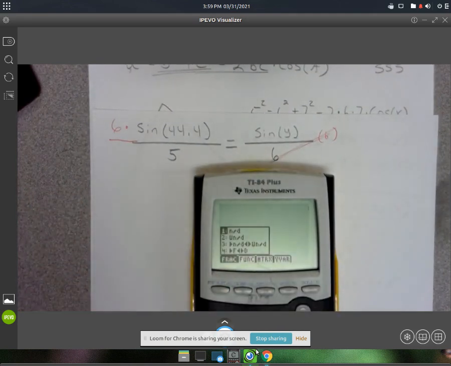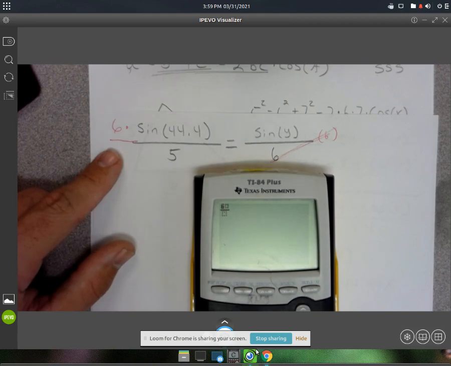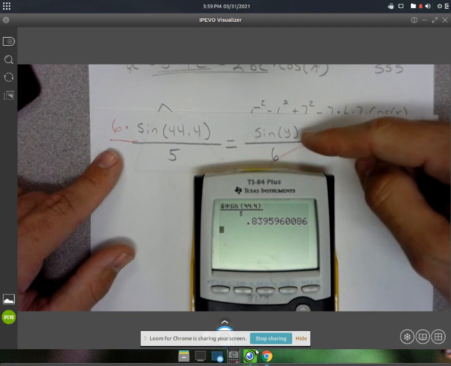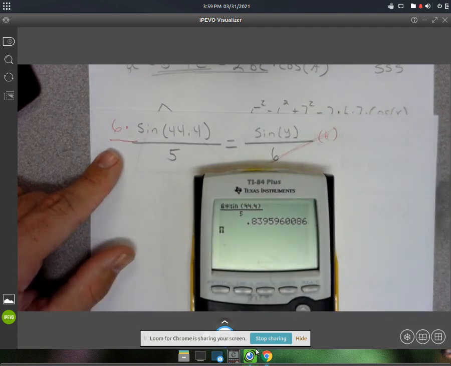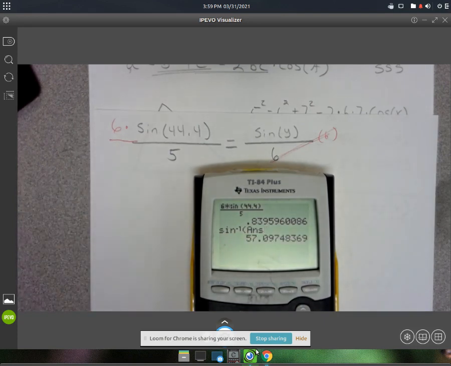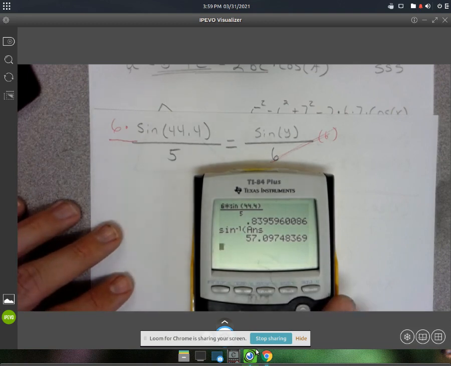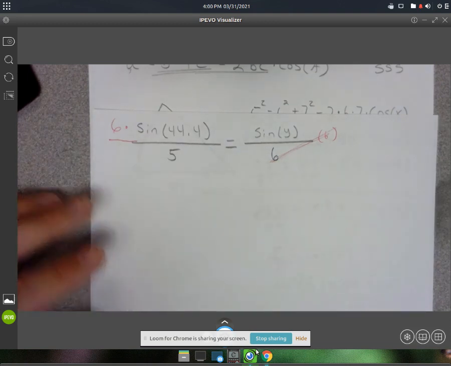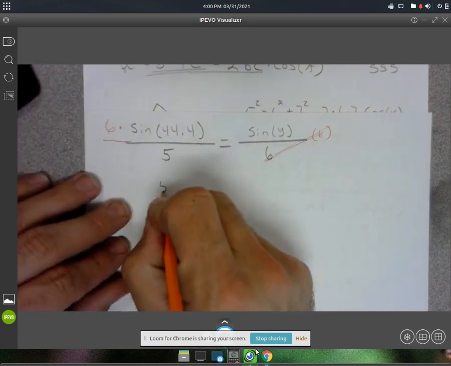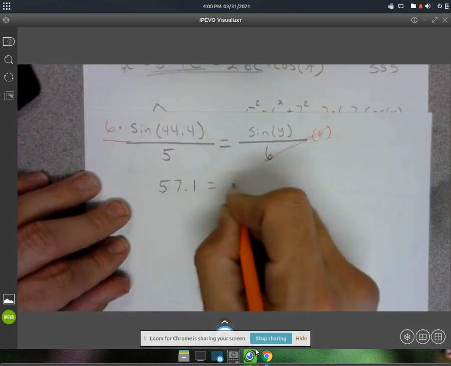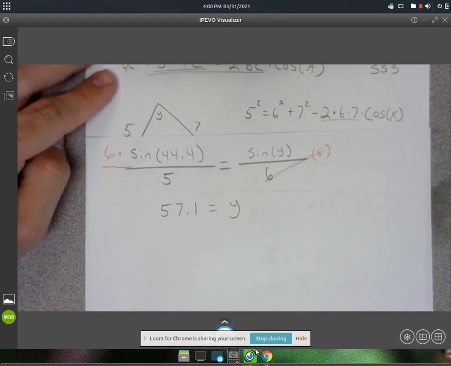So y equals 6 times the sine of 44.4 over 5. But now I need to do the inverse sine of that, the inverse sine of my last answer. That's 57.1. I'm just going to round that one up. So that means my angle y is 57.1.